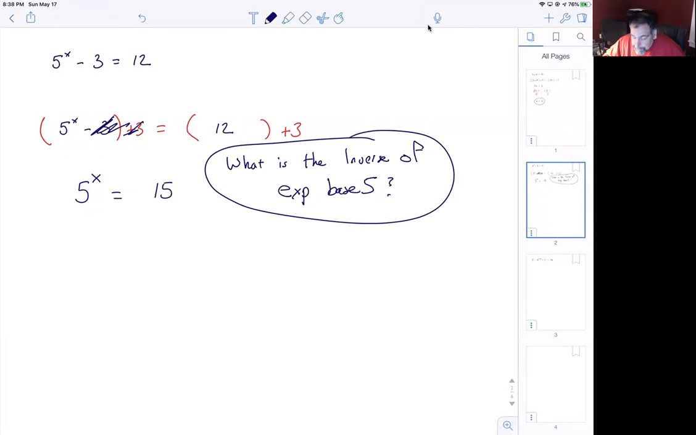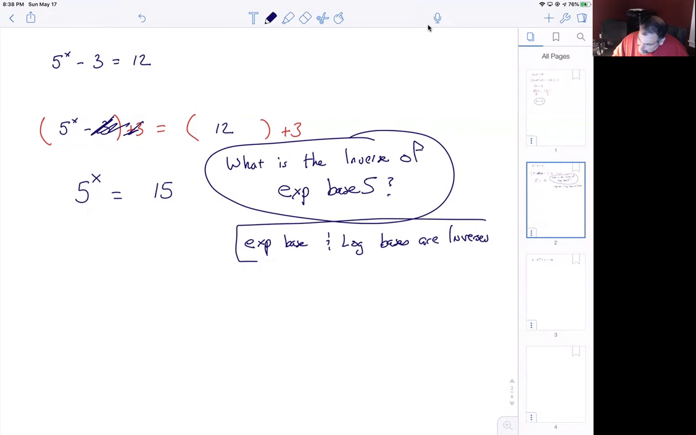The answer is that the inverse of an exponential base is a logarithmic base. So exponential bases and log bases are inverses. And that is the key to today's lesson. That's it. That's what you want to come away with. Exponential bases and log bases are inverses.